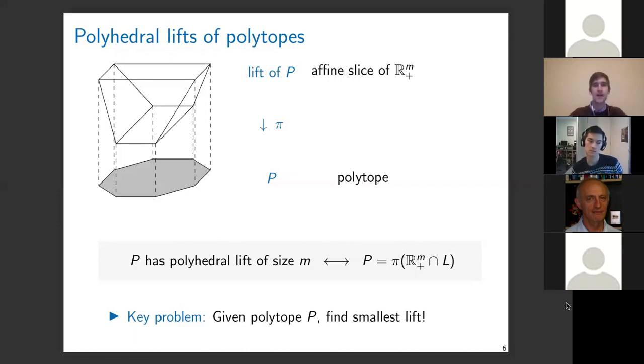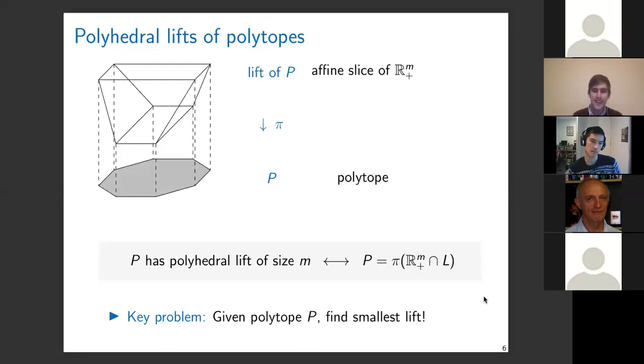The way we want to think about our polyhedron upstairs is as an affine slice of the non-negative orthant. In particular, the intersection of the non-negative orthant with some affine space that I'm just going to call L, as a notation for it. We're going to have a notion of size for this lift because we're interested in complexity questions. So we'll say that P has a polyhedral lift of size m if I can write P as the projection of the intersection between the non-negative orthant in R^m and some affine space.